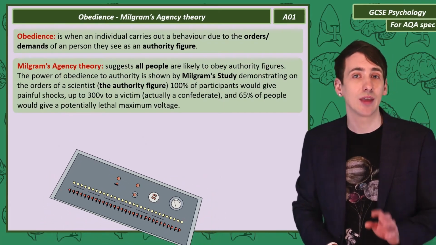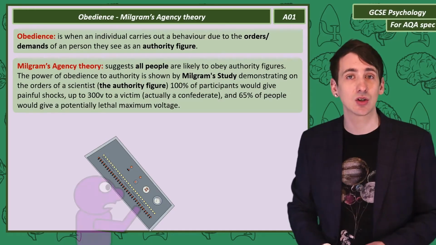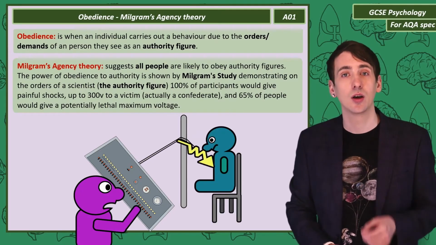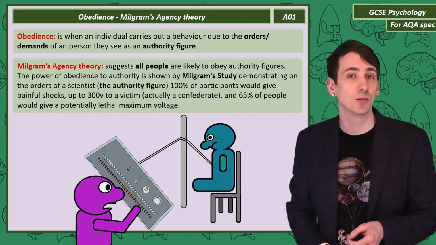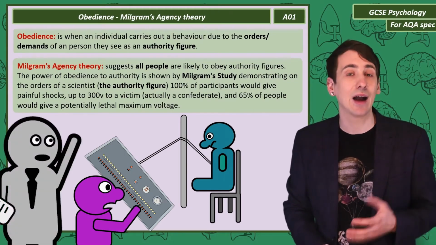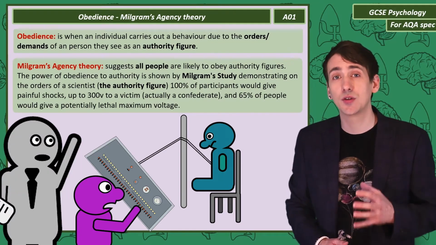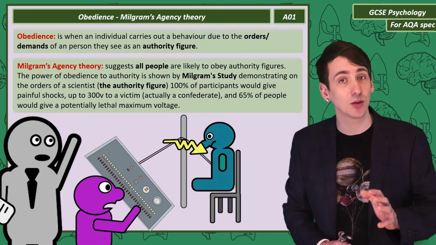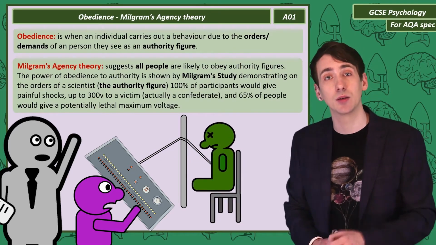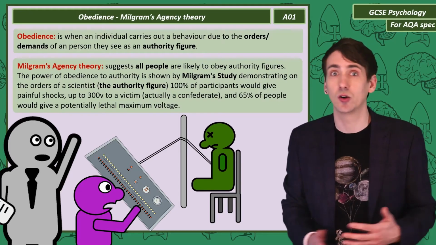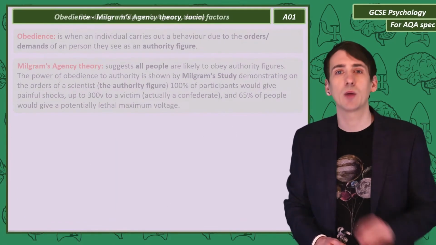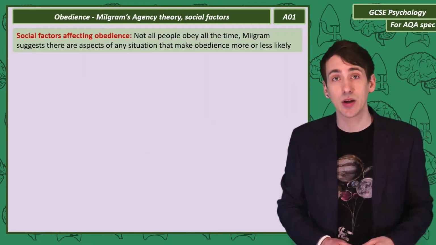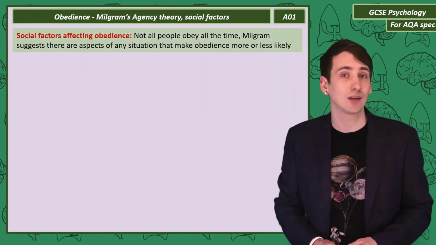Milgram's experiment showed that 100% of participants acting as a teacher would give what they thought was a real, painful 300-volt electric shock to what they thought was a participant in the next room, all on the orders of a scientist acting as an authority figure. The obedience was so extreme, 65% of the participants actually gave a potentially lethal maximum voltage, even after the attended victim stopped shouting, so seemingly unconscious or dead. Milgram thought that we all had the potential to be obedient, but there were social factors, aspects of the situation, that made obedience more or less likely.